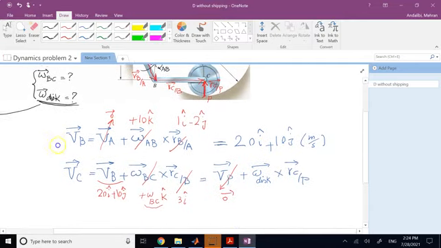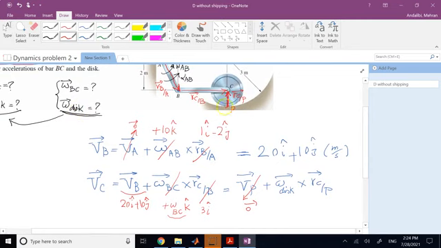Omega of the disk, again, what is it? I don't know, but again, it has to be positive k or negative k, counterclockwise or clockwise. Here, again, I make an assumption. I say, well, I assume that it is positive k. Could it be negative? Yes, the solution will tell me.